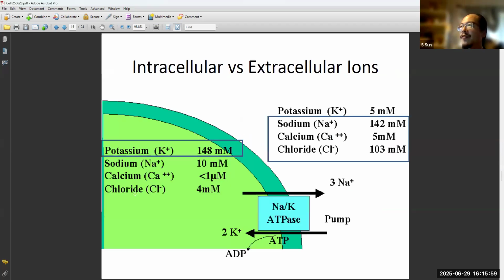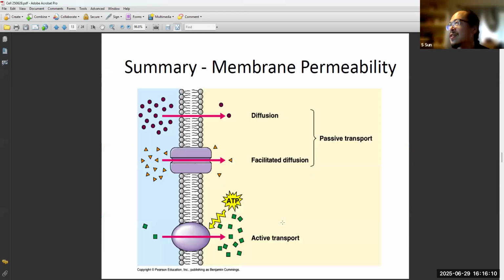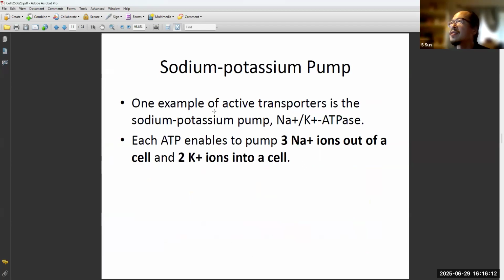Right, so membrane potential is driven by the sodium potassium pump. Oh, I forgot to mention the sodium potassium pump is also called sodium potassium ATPase, because it requires ATP. The -ase means lysis. It breaks apart the ATP and utilizes it to do its work.